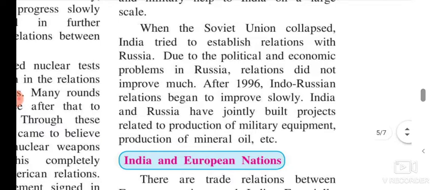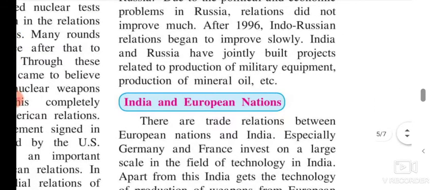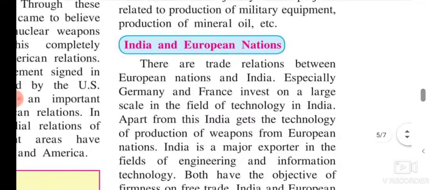When the Soviet Union collapsed, India tried to establish relations with Russia. Due to the political and economic problems in Russia, relations did not improve much. After 1996, Indo-Russian relations began to improve slowly. India and Russia have jointly built projects related to production of military equipment, production of mineral oil, etc.